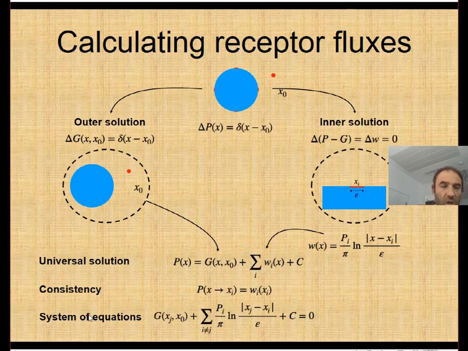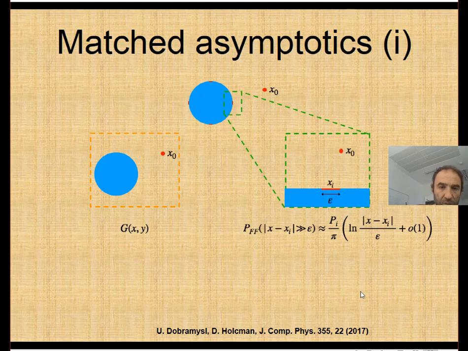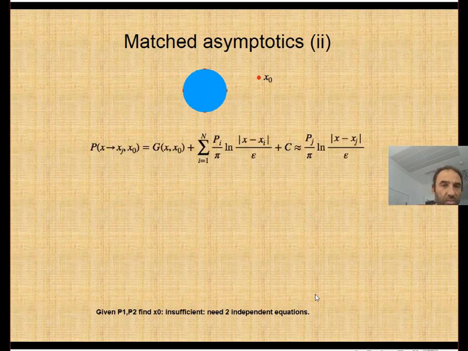And also, you need to have your solution be equal to 0 exactly at the boundary of the absorbing window. So we have these matched asymptotics: again, what happens far away and what happens close to the window. So we have this general question of how to find these Pi and this coefficient C.